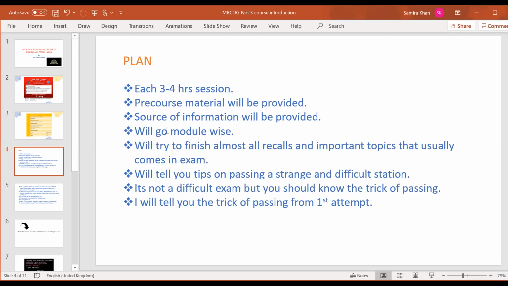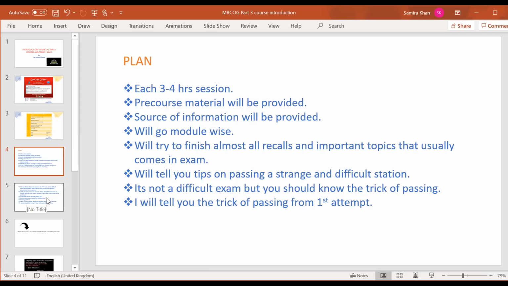This is the different thing I'm planning to do this time. Before, I was providing the material, usually the guideline and the talk article related to the scenario, but now I want to cover all modules. And we will discuss all the recalls which came in the last 5 years, because they are repeating themselves. They don't have too many topics.